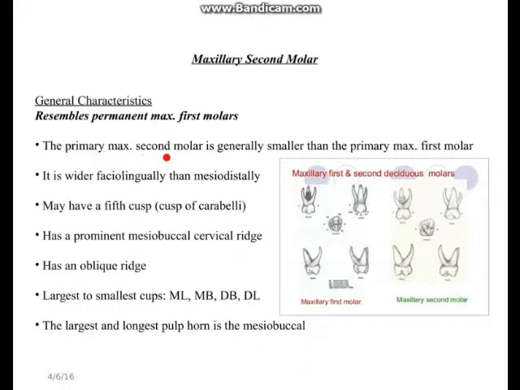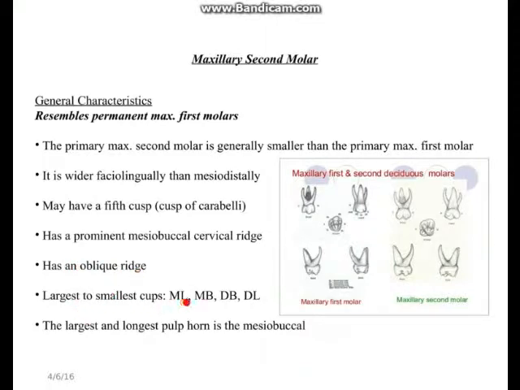Okay, the primary maxillary second molar is generally smaller than the primary maxillary first molar. Okay. It is wider faciolingually than mesiodistally. Yes, we said that before. May have a fifth cusp of Carabelli, yup, because it resembles the permanent first molar. It has a prominent mesiobuccal cervical ridge, okay. It has an oblique ridge, just like the first molar.